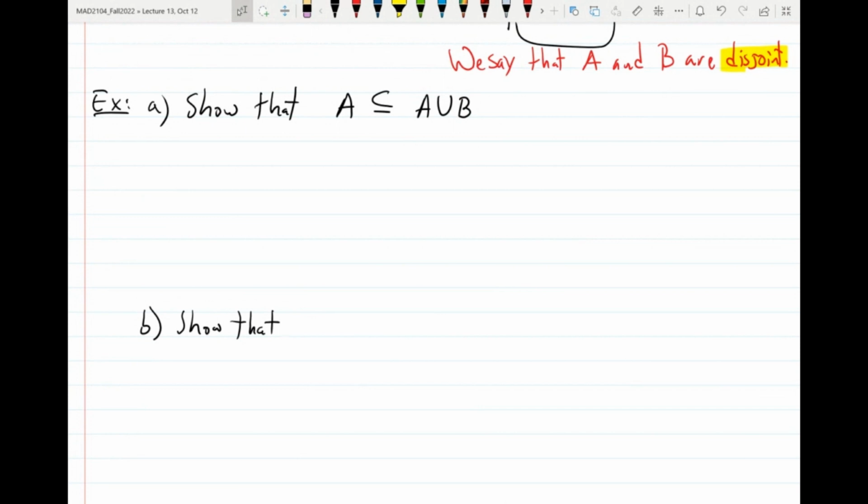Intersection is a proper subset of A. But don't say proper, because again, if the sets are the same, then they'll be equal. So A intersection B is a subset of A. Or you could also say B here, doesn't really matter. Okay? So the exercise is to prove this.